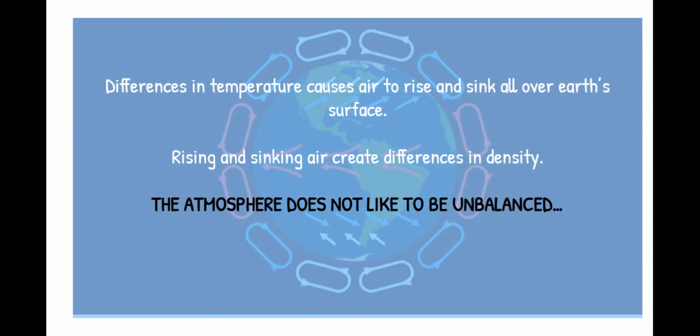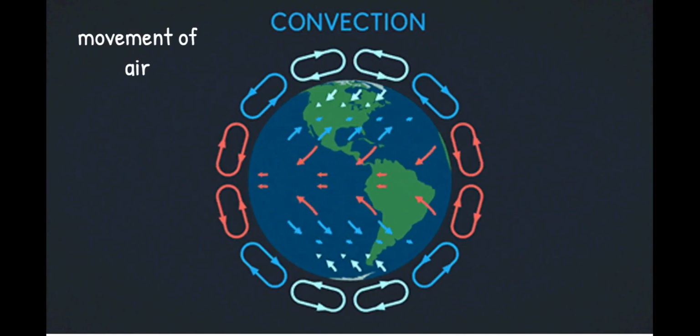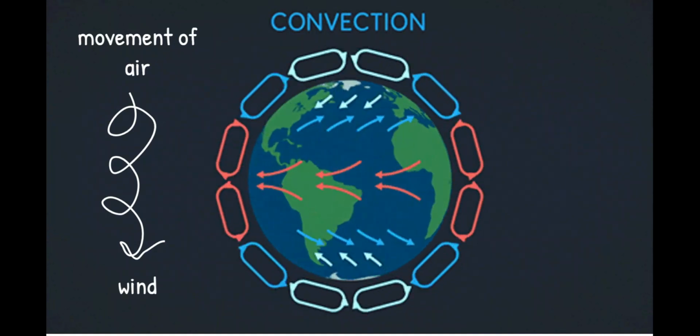And unfortunately, the atmosphere does not like to be unbalanced. And so what it does is that the atmosphere tries to stabilize or balance those temperature and density differences by moving air molecules from high density to low density. That is a movement of air, and a movement of air is wind.